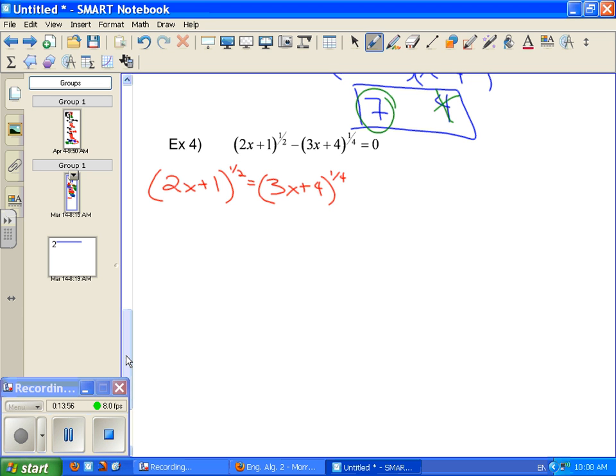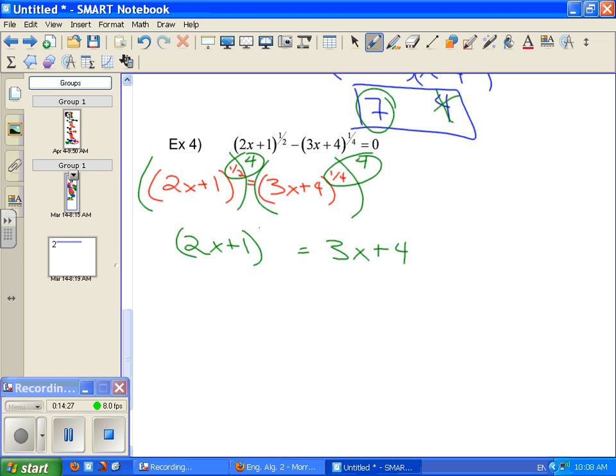So what could I do to both sides in order to eliminate those fractional exponents? Could I raise this to some power? Yeah, 2. Okay, what would I raise this one to? 4. But if I'm going to do it to one side, I want to do it to both. So which one takes care of both, the 4 or the 2? The bigger one. So if I raise them both to the 4th, what power am I going to get over here? 1. So now I just have a 3x plus 4 over there. What about over here? 2. So I've got a 2x plus 1 squared, but it's better than a fraction.